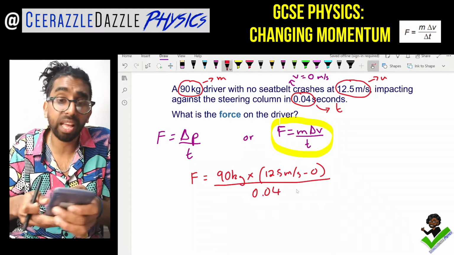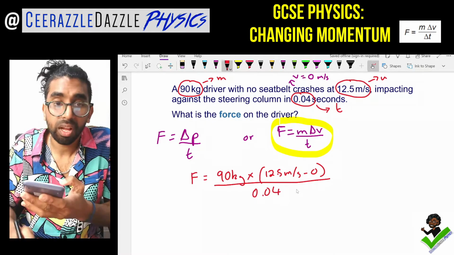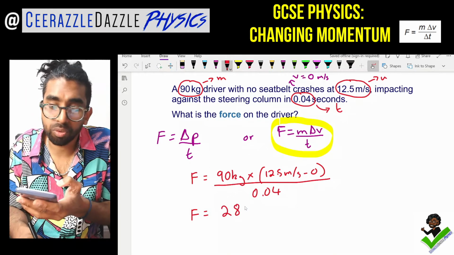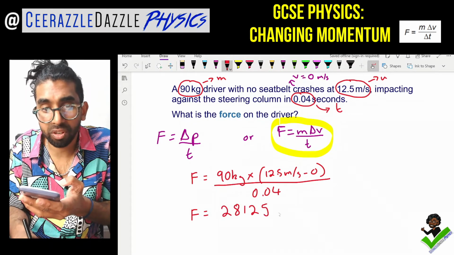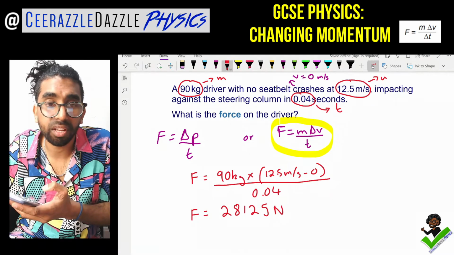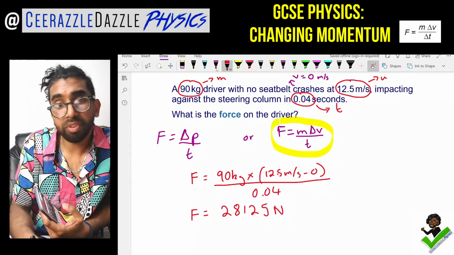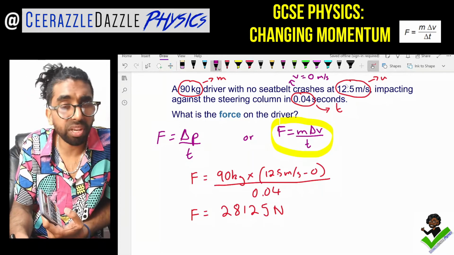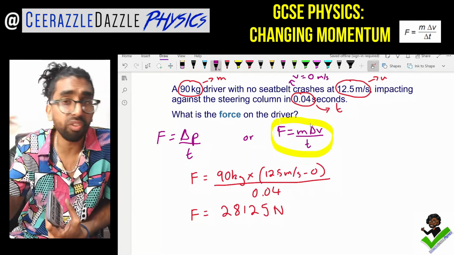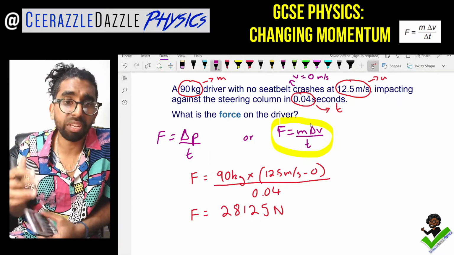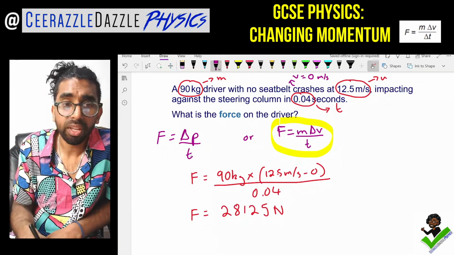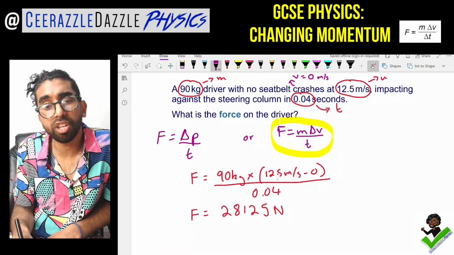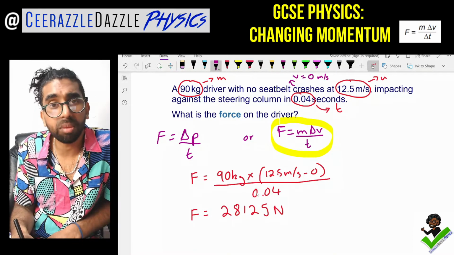Put it into a calculator. I'm getting a force of 28125 newtons, everyone. Easy stuff here. I know some of you might be thinking, can it be negative? Because I might do final minus initial, some of you might get a negative value, but that just tells you the direction. A force can be negative as well, because that's the direction. But make sure you're familiar with how to use this equation: F is equal to mass times the change in velocity divided by the time taken.